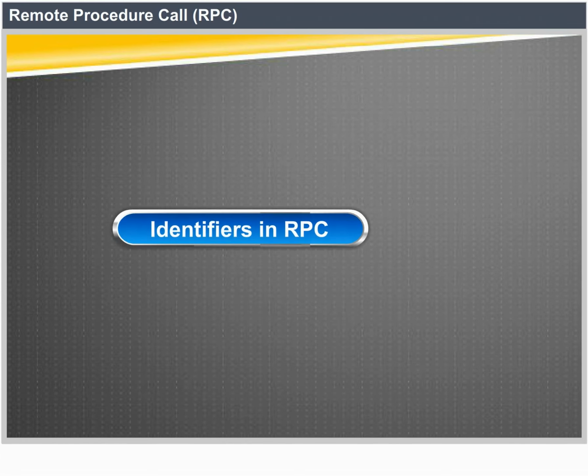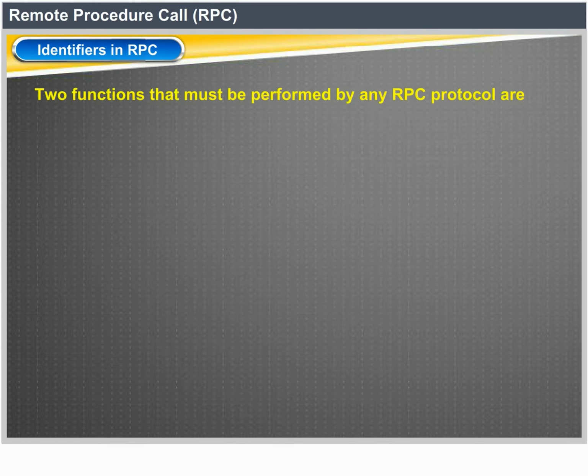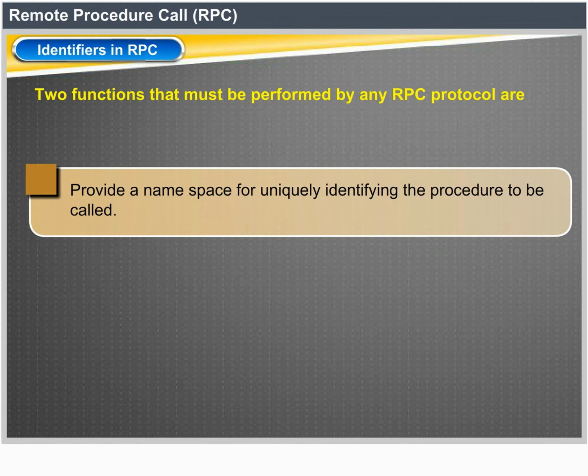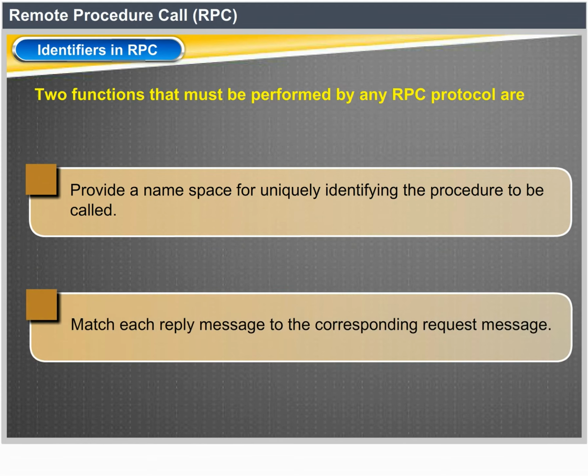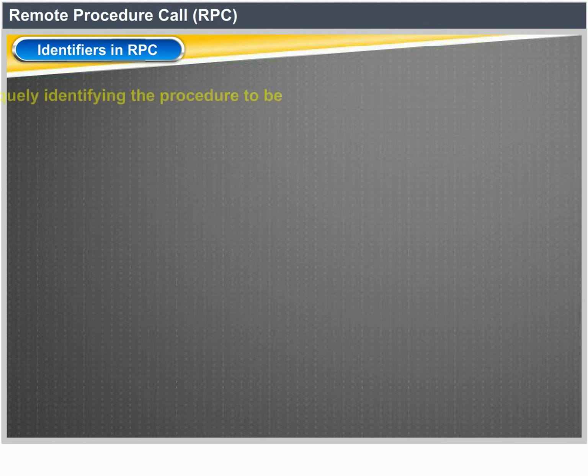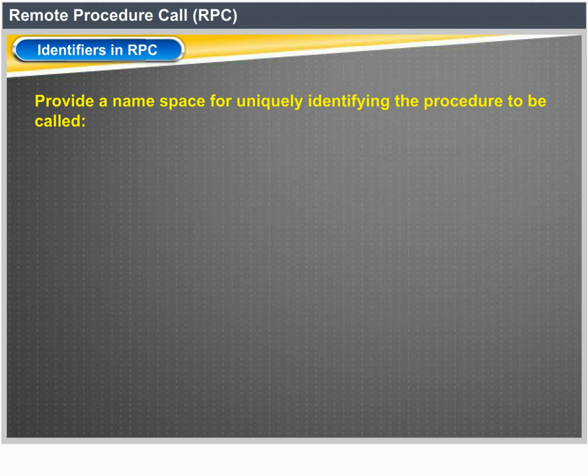Identifiers in RPC. Two functions that must be performed by any RPC protocol are: provide a namespace for uniquely identifying the procedure to be called, and match each reply message to the corresponding request message.